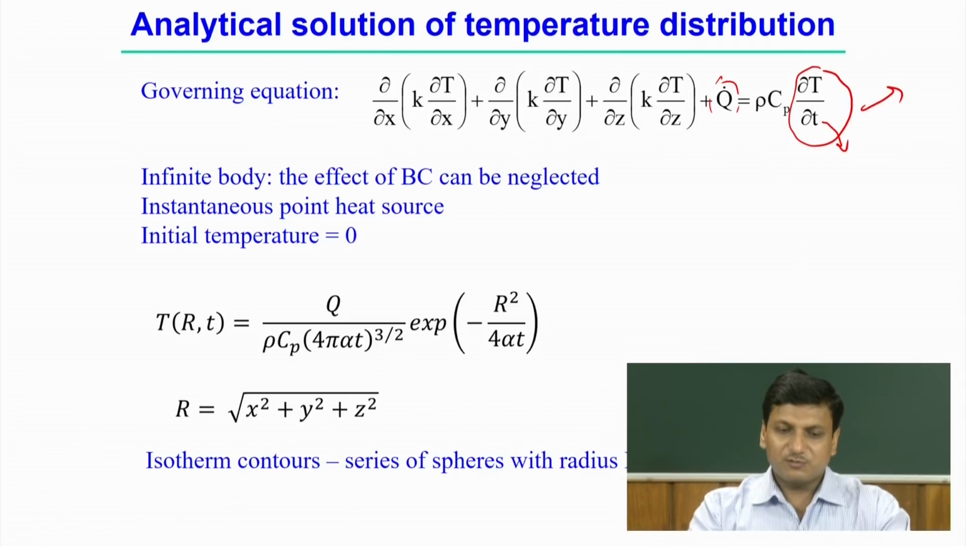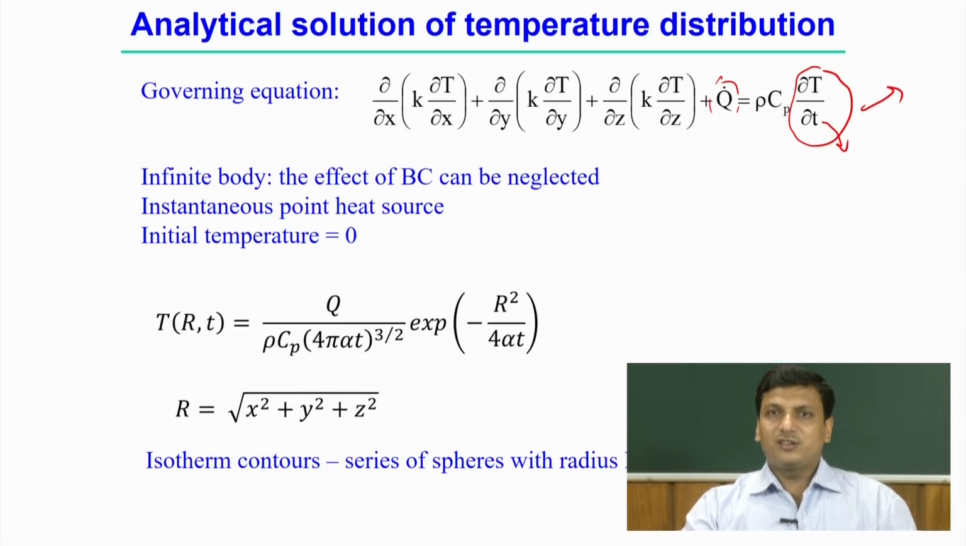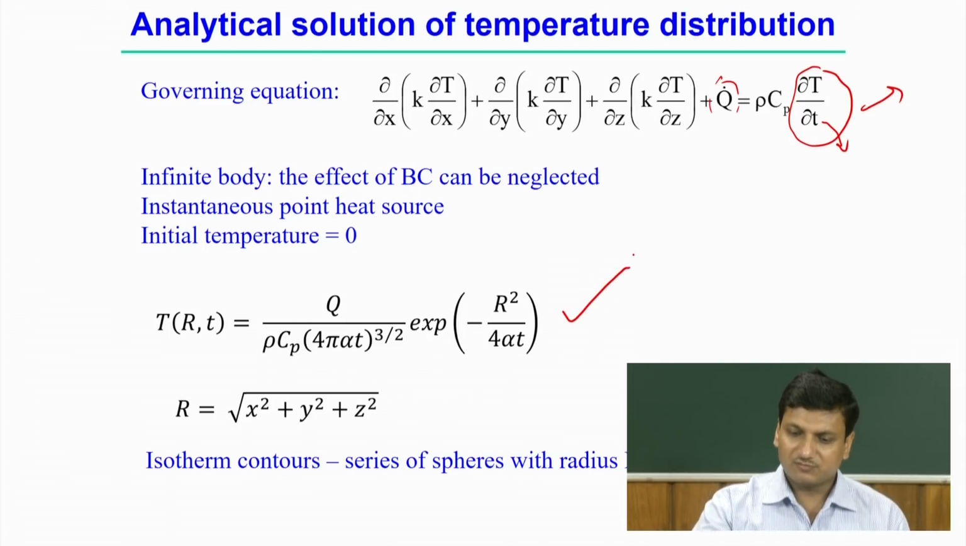So, first case, suppose we start with the infinite body. If we assume the dimension of the solution geometry through which we are interested to find the temperature distribution is infinite in size, in the sense that the effect of boundary conditions can be neglected. Then we assume the instantaneous point heat source, and we assume the initial temperature equal to 0. Here the instantaneous point heat source means at time t equal to 0, we just apply the amount of heat within the domain, and then we get the temperature distribution like this.